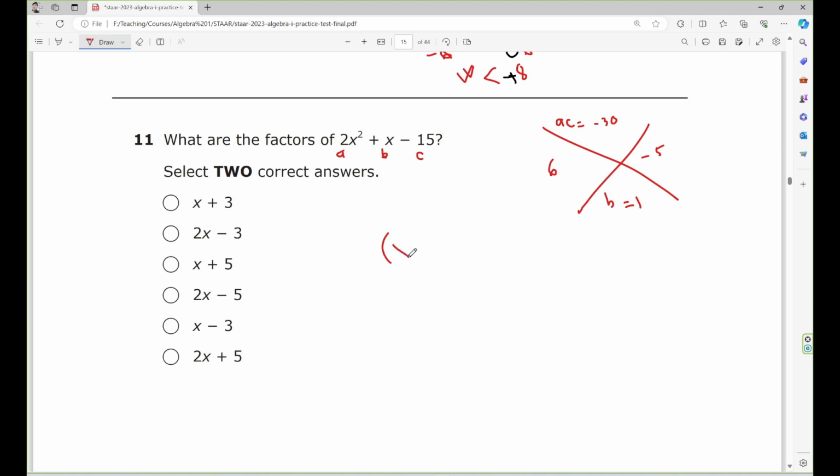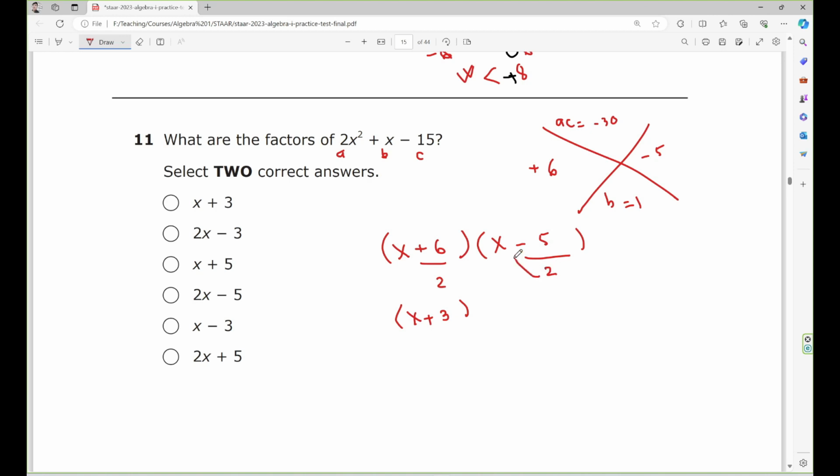Alright, so you need to write x times x, blank right here, blank right here. You need to put 6 right here, plus 6. Minus 5, put minus 5 right here. Now, since a equals 2, you need to divide the constants by 2. Alright, you simplify. x plus 3. And this is negative 5 over 2.